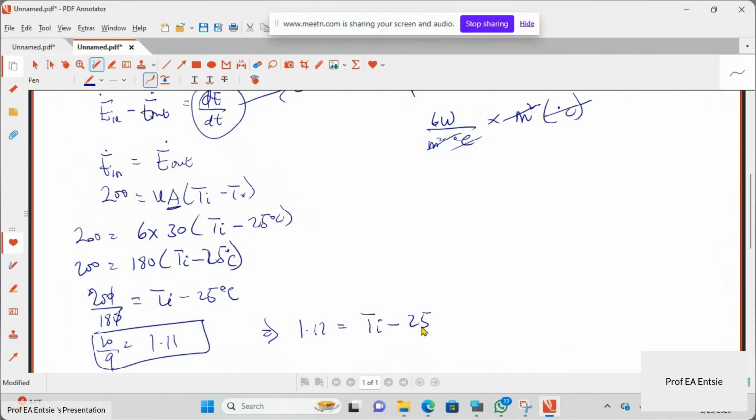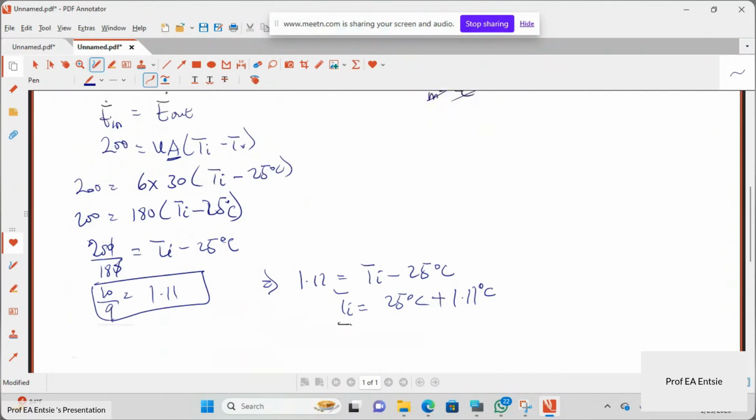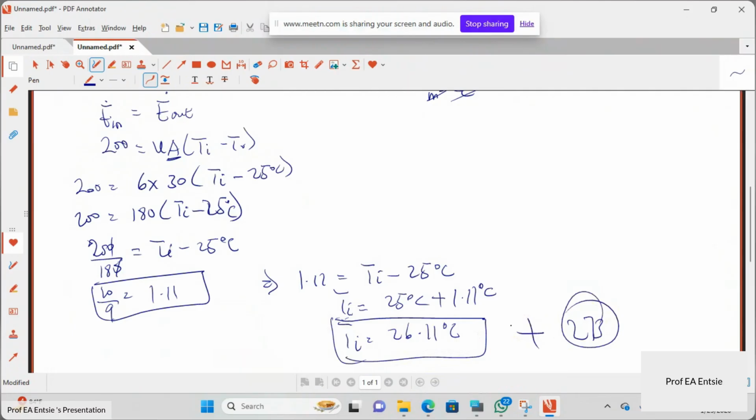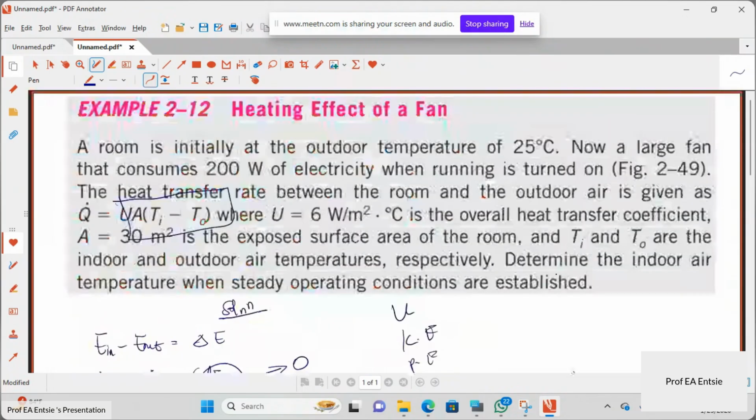So my indoor temperature will be 25 degrees Celsius plus 1.11, so this is degrees Celsius. Automatically, this one too is degrees Celsius. So Ti will be 26.11 degrees Celsius. If you want it in Kelvin, you just add 273. So, ladies and gentlemen, this is the solution for that problem here. Are we okay? But there is no need for you to change it into Kelvin because the original problem came with degrees Celsius. So that is the trick in examination.